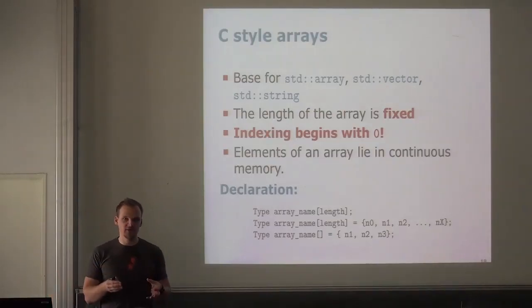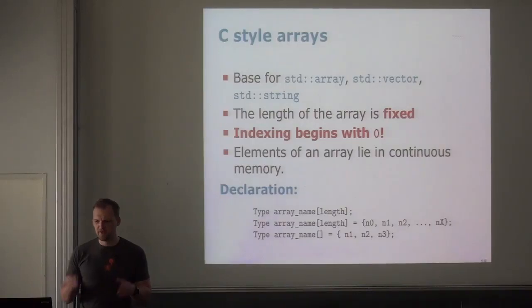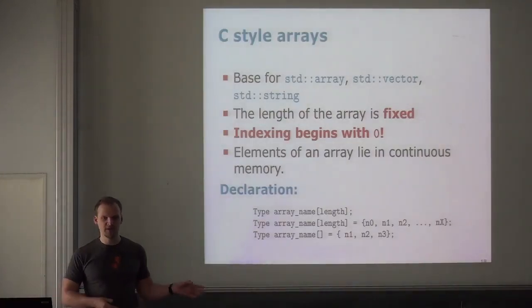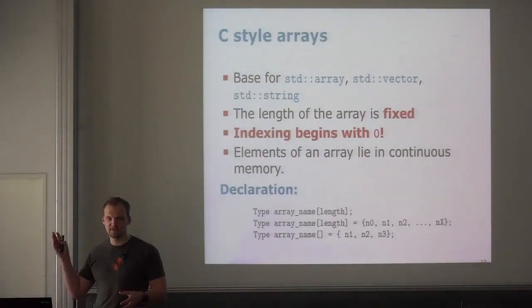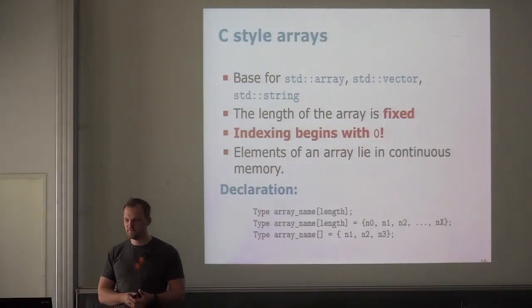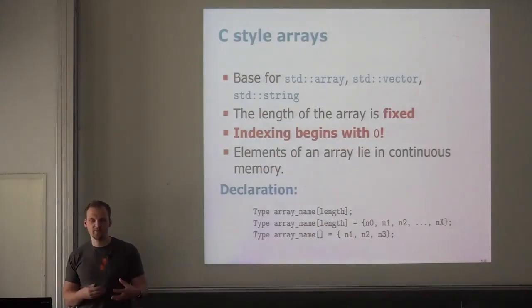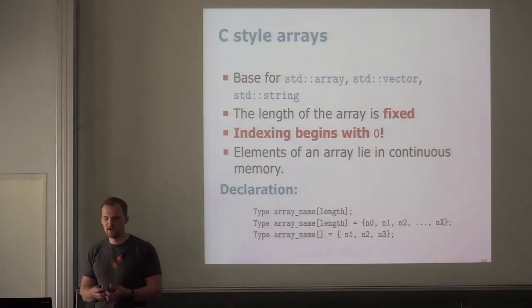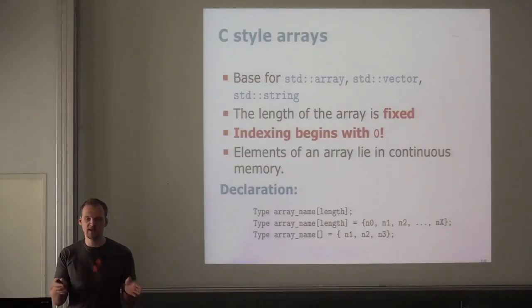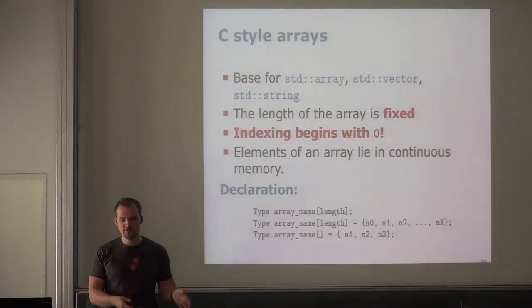I want to talk to you a bit about C-style arrays. These are the arrays that were there before C++. They have been there since the 70s, and they are the underlying power behind std array, std vector, std string, and so on. All of those are stored in a C-style array somewhere where you don't see it.